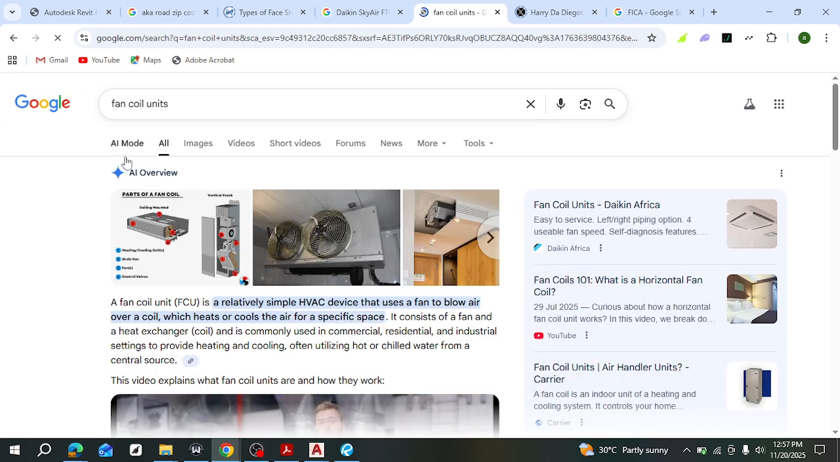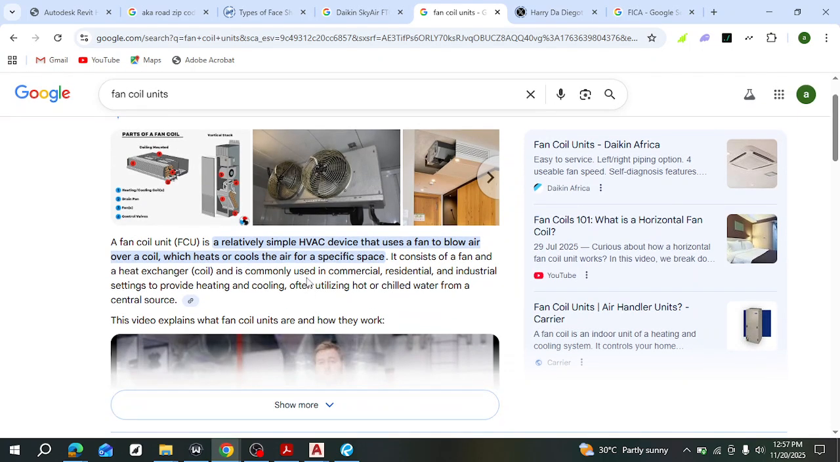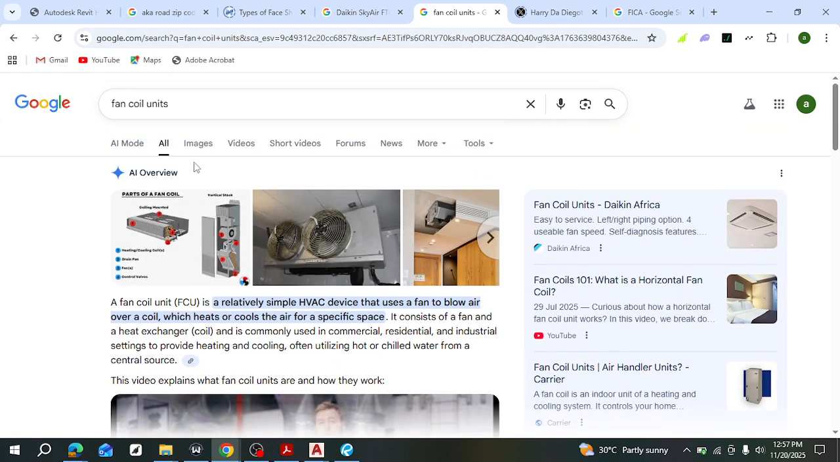It is a relatively simple HVAC device that uses a fan to blow air over a coil, which heats or cools the air for a specific space. It consists of a fan and a coil system, for commercial or residential use.